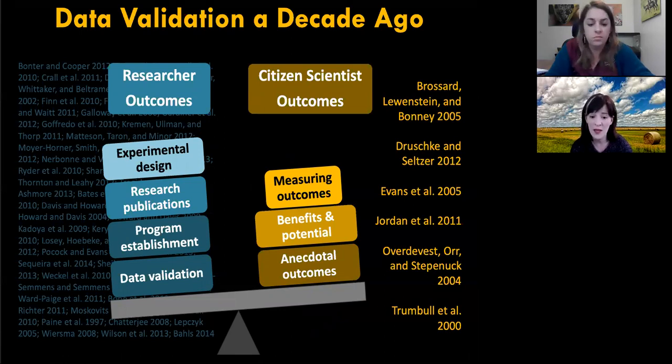What I can say is that a decade ago, the literature about citizen science was heavy on the side of researcher outcomes. And I think this really reflected the concern surrounding whether or not citizen science data can be trusted for policy decisions, like we discussed in the panel, for publications, for the scientific literature. And I think that's still the concern today.